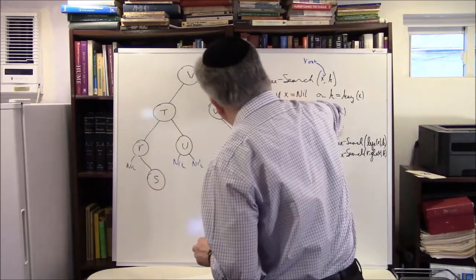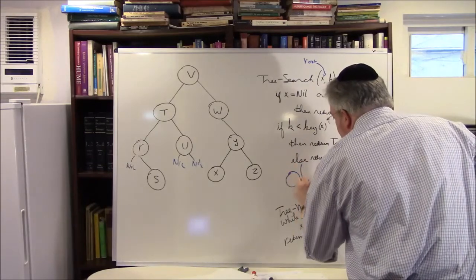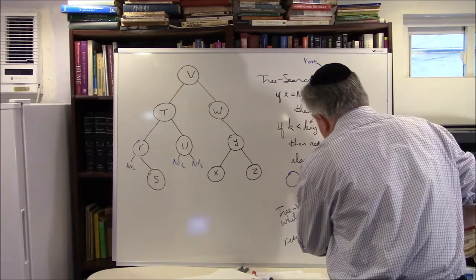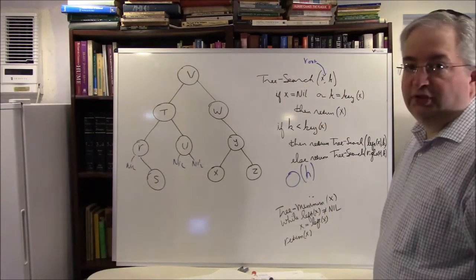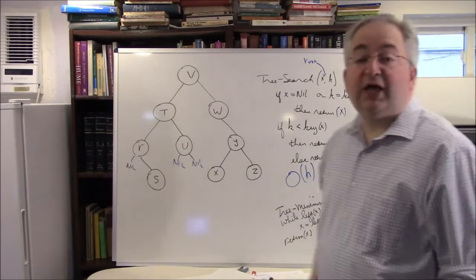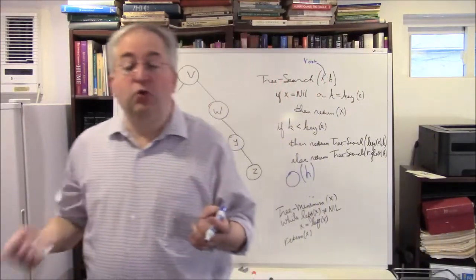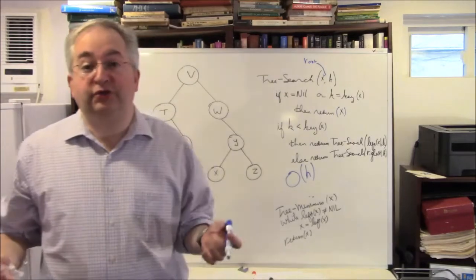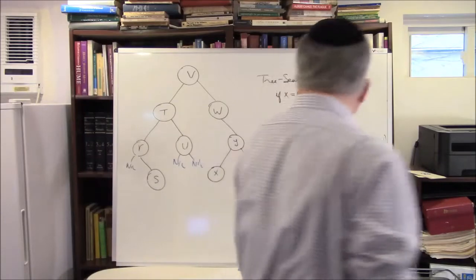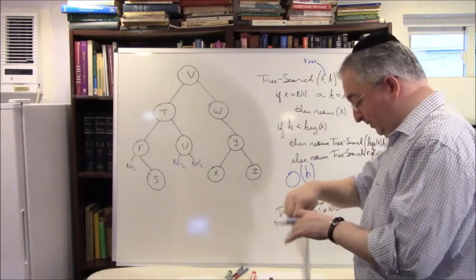And the answer is as follows, and I'm going to see this over and over. How much work is done? Order of H. The order of H. H is the height of the tree, how high the tree is. So it doesn't depend on how many nodes you're looking through. It depends on how short and good your trees are. And we're going to see a very large theme here: we should always have trees be as short as possible. Okay, great.